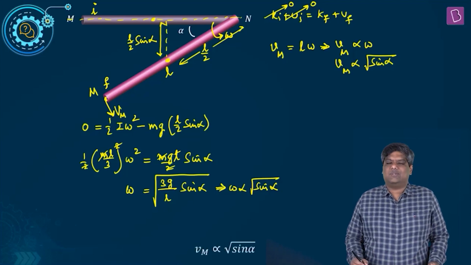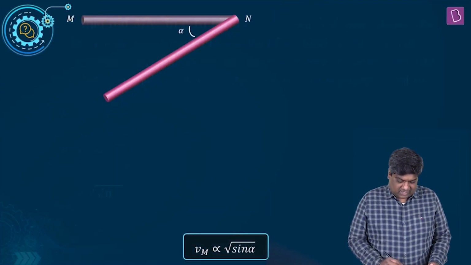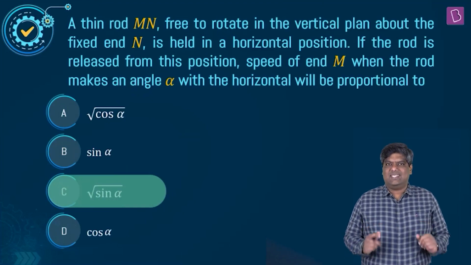Vm is proportional to root of sine alpha, and which is the option that matches with our result? Well, it is option C.